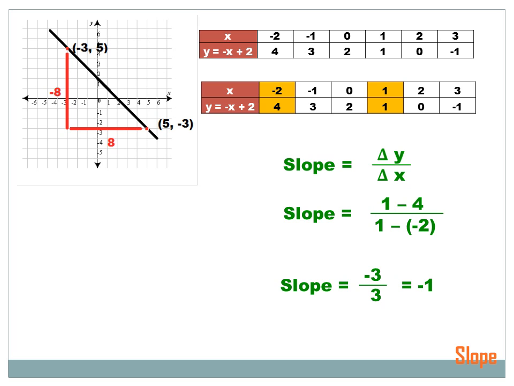Now we do the same thing with x, because x is run, and so we pick the same pair. That's 1 minus minus 2. So 1 minus 4 is minus 3, and 1 minus minus 2 is positive 3. And our slope is minus 3 over positive 3, or minus 1.